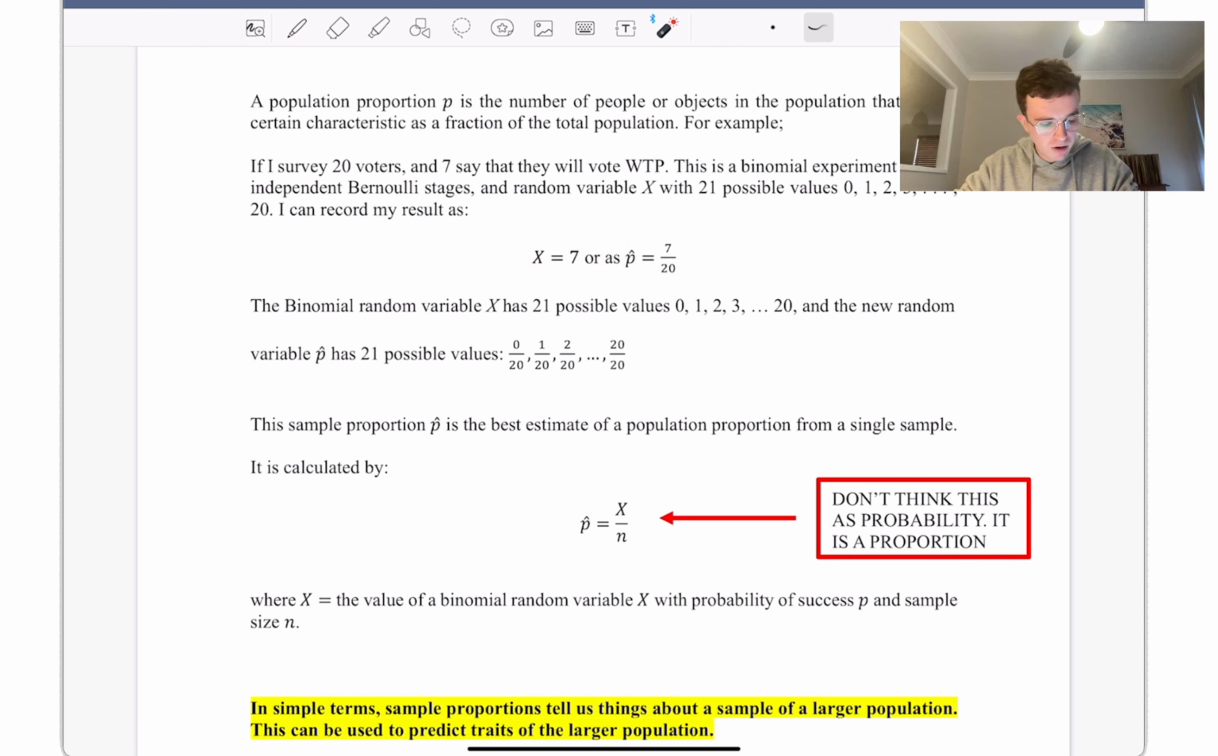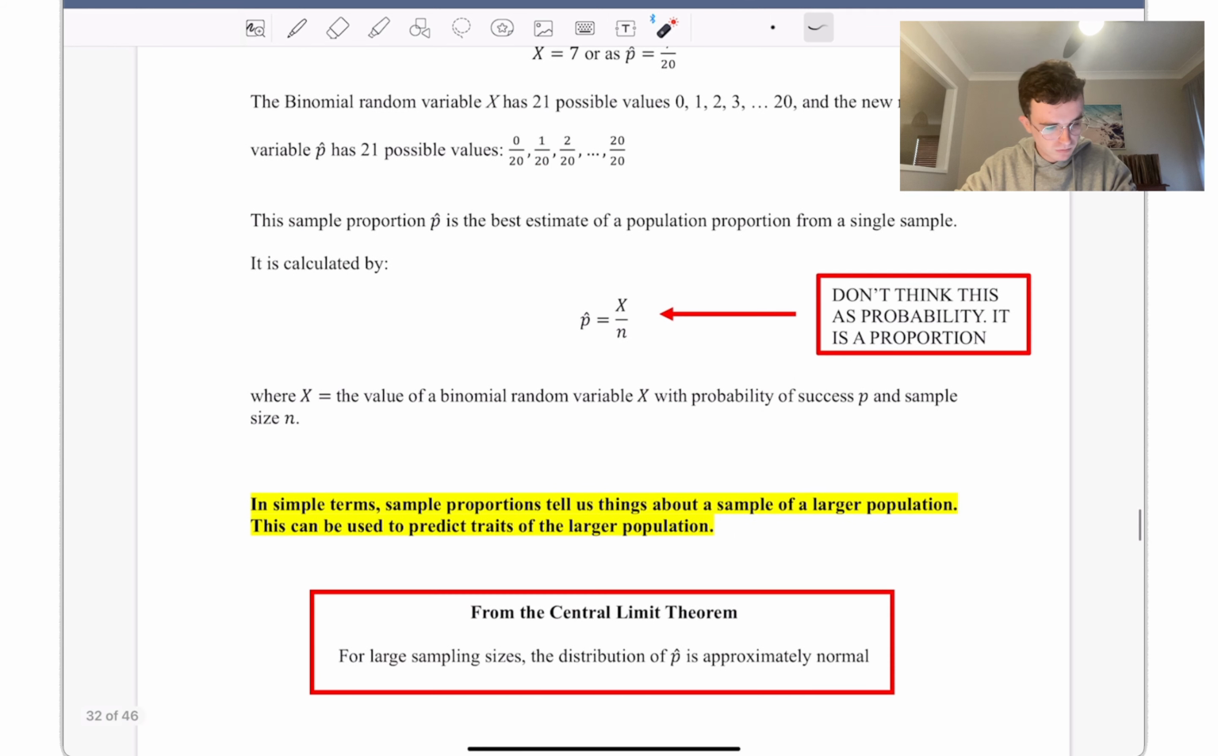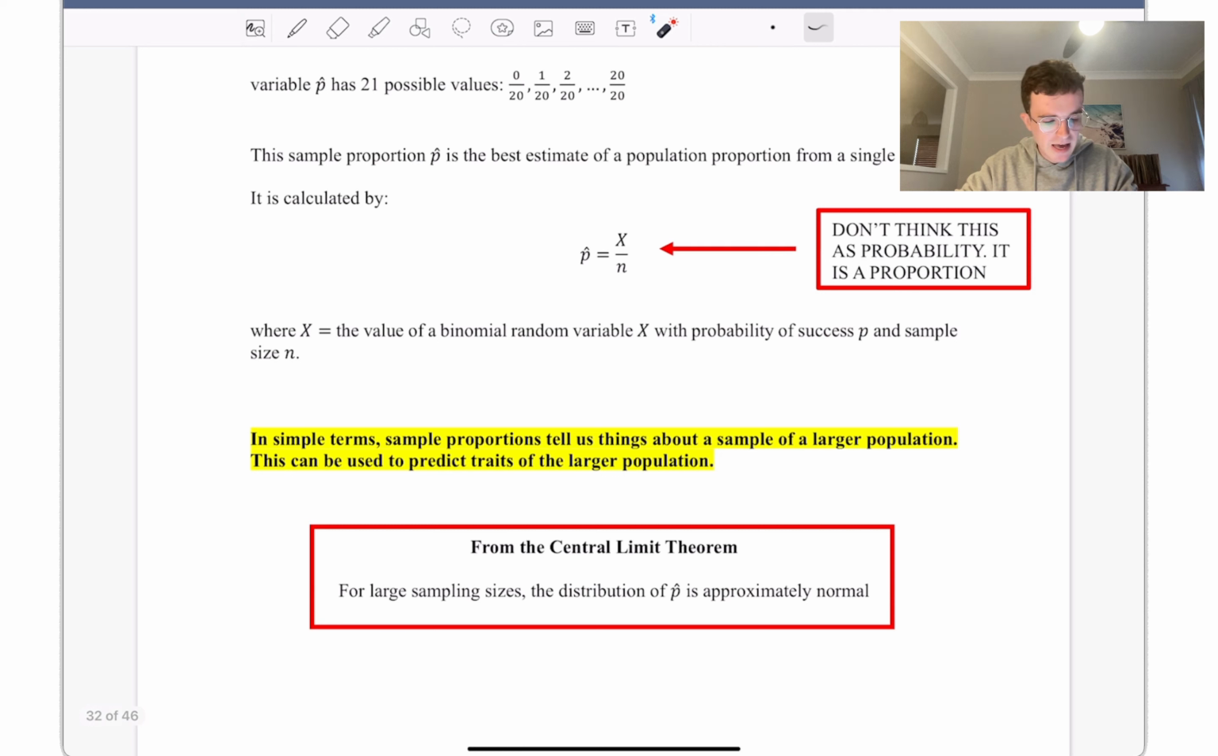So this binomial random variable X has 21 possible values, 0, 1, 2, 3, up to 20, and the new random variable p hat also has 21 possible values: 0 on 20 voters, 1 on 20 voters, 2 on 20 voters, or 20 on 20 voters. Now this sample proportion p hat is the best estimate of a population proportion from a single sample. In other words, we can survey a sample of a large population and predict things about the whole population. And of course, the larger your sample, the more accurate this gets.